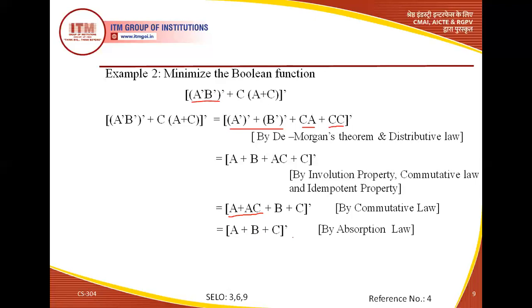Now by using De Morgan theorem, it can be written as A dash dot B dash dot C dash. So in such a manner, we can minimize the function and get A dash, B dash, C dash.